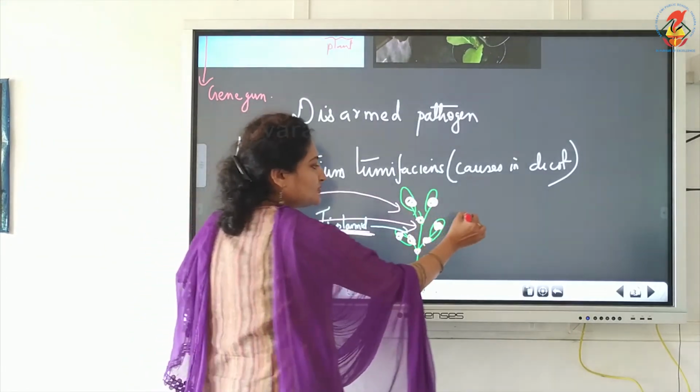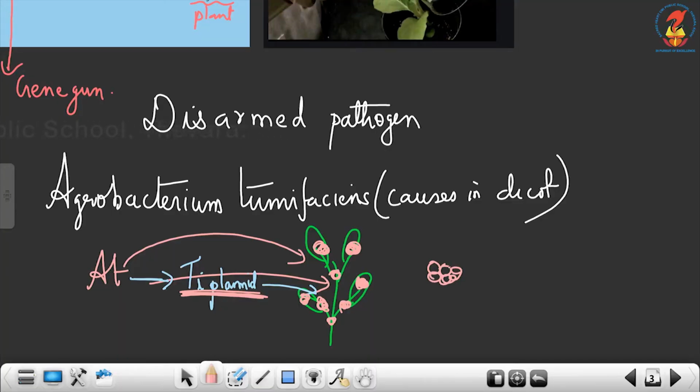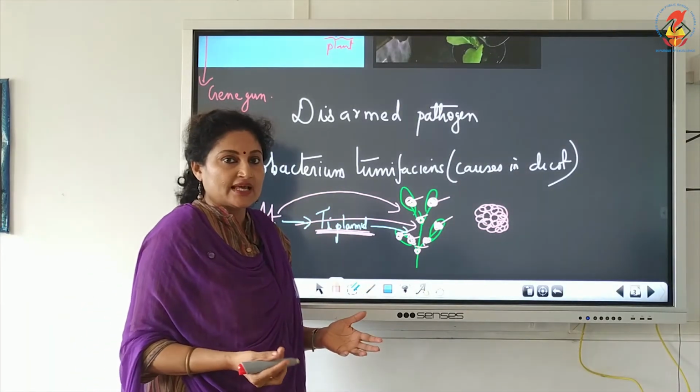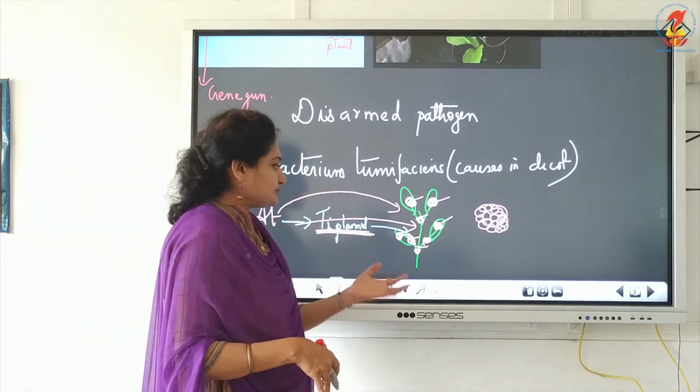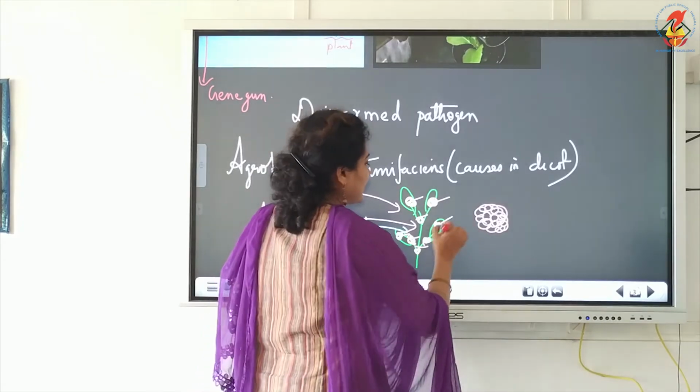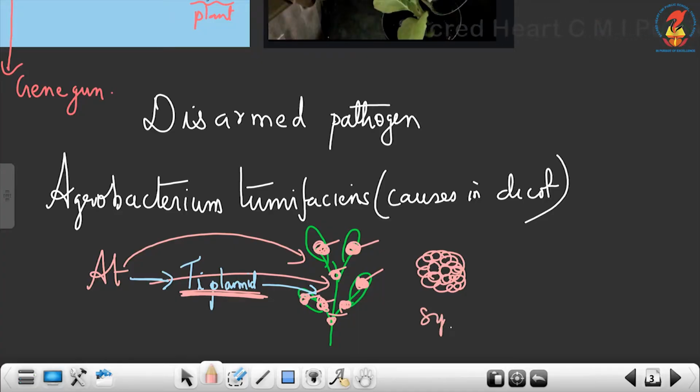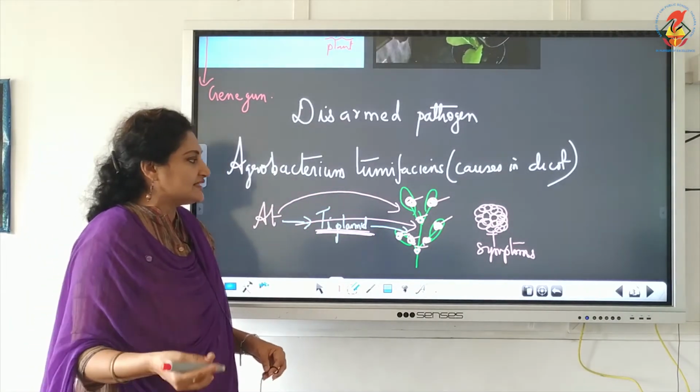The normal cells undergo uncontrolled growth and they form a tumor. And not only that tumors are synthesized, this plant slowly develops other symptoms like chlorosis, yellowing, wilting of leaves, then drying, etc., and finally it dies. So, tumors with a number of symptoms like chlorosis, drying, wilting, etc.